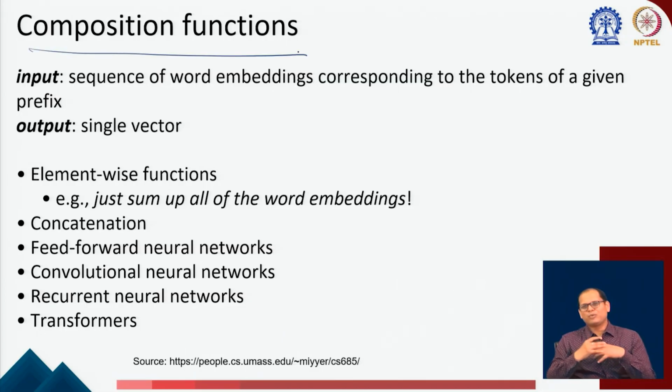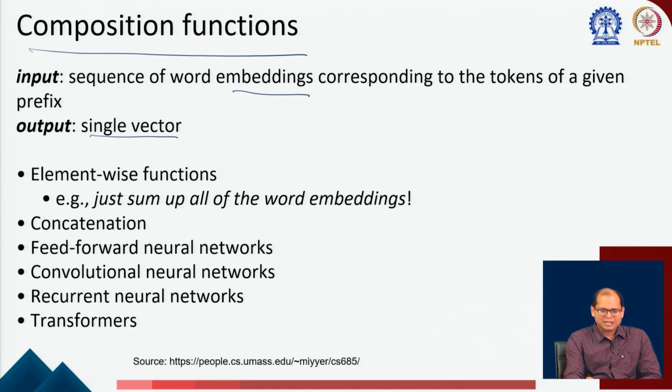So, you have a sequence of words, right. You can use their vector embeddings and so on. So, you have a sequence of word embeddings corresponding to the tokens of a given prefix. This is your input. Output is you want a single vector, right. Once you have a single vector, everything else is clear, that is how you would predict the next word. The question is, how would you compose the sequence of word embeddings into a single vector? And there you can use multiple composition functions.